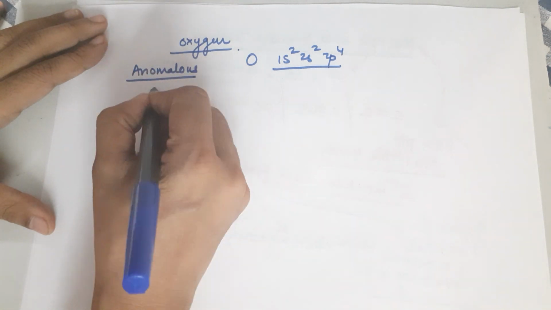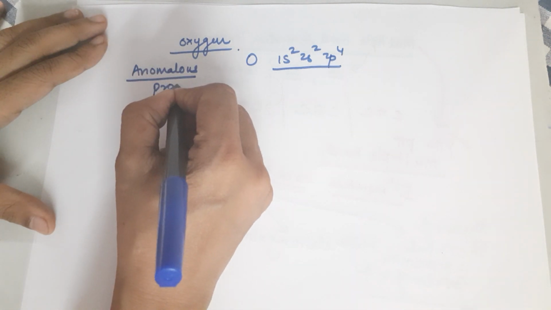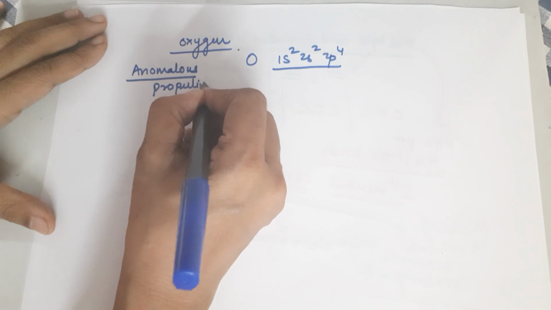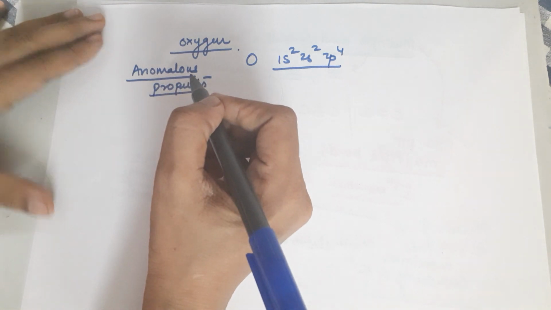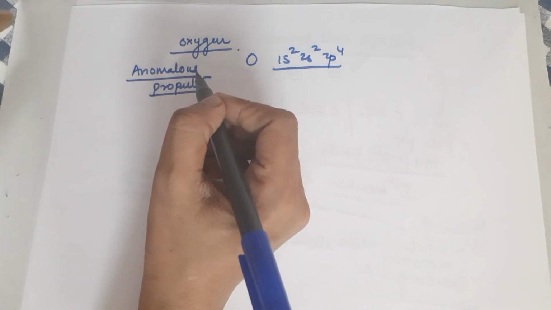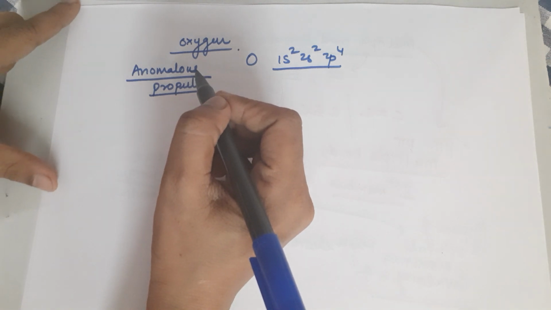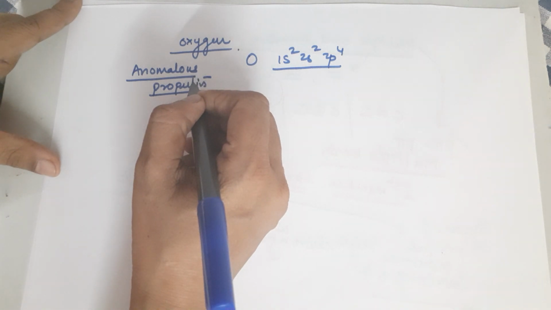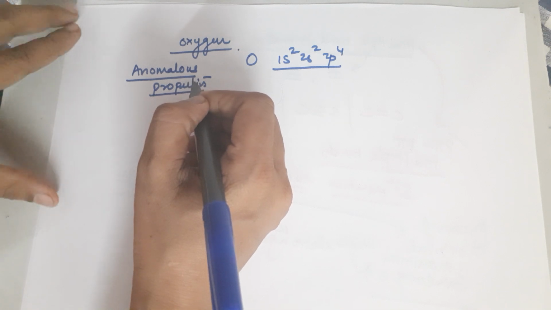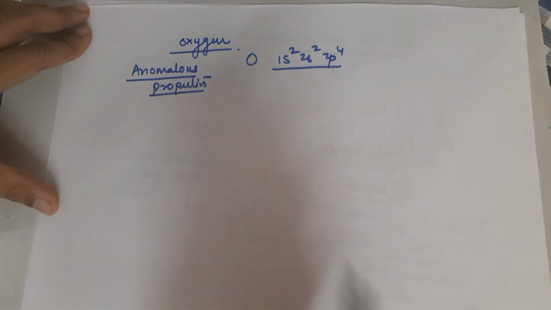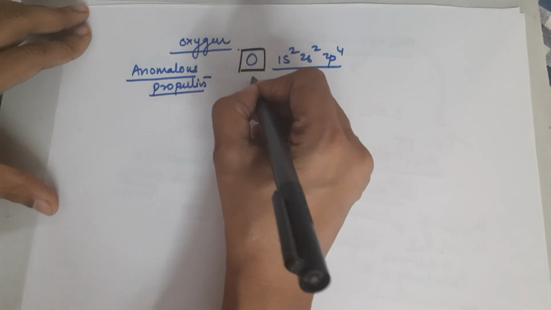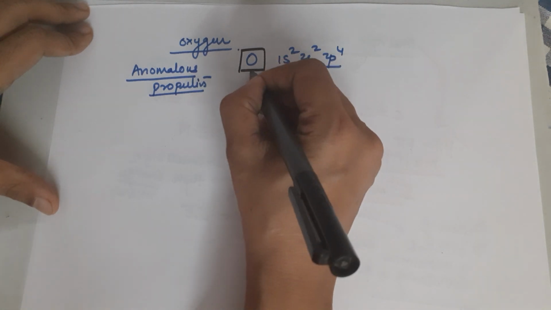If you do not have any idea about these anomalous properties of the first member, please watch my video on anomalous properties. It is there in the channel for you to have a look at it. This particular topic we had done in Unit 3, Periodic Classification of Elements. So, when we talk about the first member, there are certain important properties which are applicable to it.